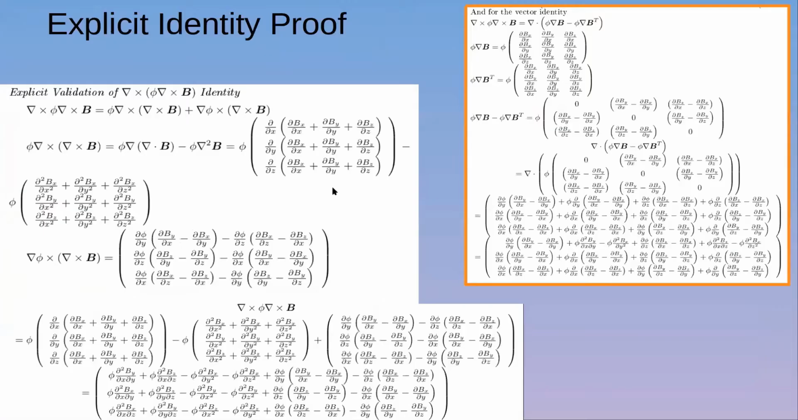This is just an explicit proof, because sometimes you have to be careful: some of these vector identities don't actually hold if one of the vector fields is a differential operator. So I went through and showed that the vector identity I used does hold. You get the same result if you use the vector identity or explicitly go through all the terms.